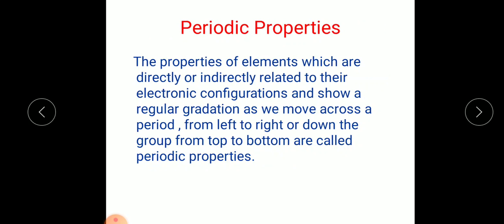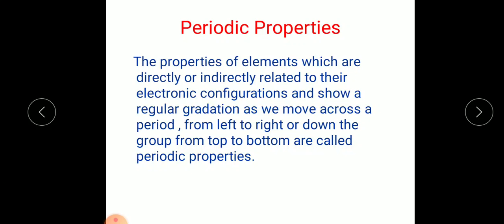Now, what is the cause of this periodicity? Okay, what is the main cause? The main cause of periodicity is the reoccurrence of similar electronic configuration, that is, having the same number of electrons in their outermost orbit. If the elements have a similar electronic configuration, that means the arrangement of electrons in the orbits is the same, then they will have similar properties.